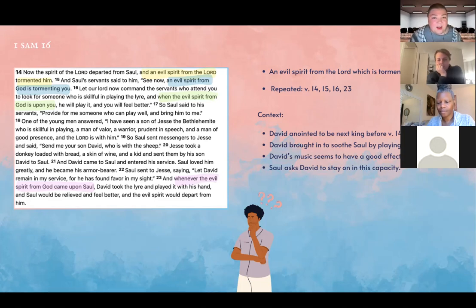So here we have another one of those texts in the Bible that can leave us scratching our heads. There's mention here of an evil spirit from the Lord which is tormenting King Saul. This is mentioned in verse 14. This is how the king's ailment is described by his servants in verse 15, repeated in 16, and again twice in verse 23. Now David, who was anointed to be the next king after Saul, has been anointed in just the verses before verse 14. And he is brought in to soothe Saul by playing music. It seems to have a good effect, and Saul asks David to stay on.